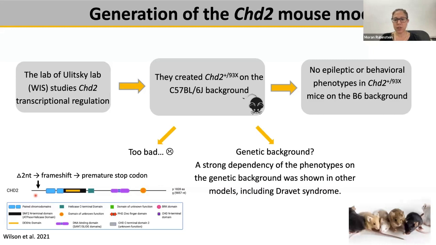Now, this was very discouraging, and we were at a crossing point where we had to decide whether to abandon these mice. Or maybe, as a last resort, what we thought to do was to try and change the genetic background, so backcross them onto a different mouse line, hoping that it would unmask additional phenotypes. The reason that we thought that it might help is that for Dravet syndrome, the genetic background really makes a difference. On some mice, we have severe phenotypes, while on other lines, we have mild phenotypes.